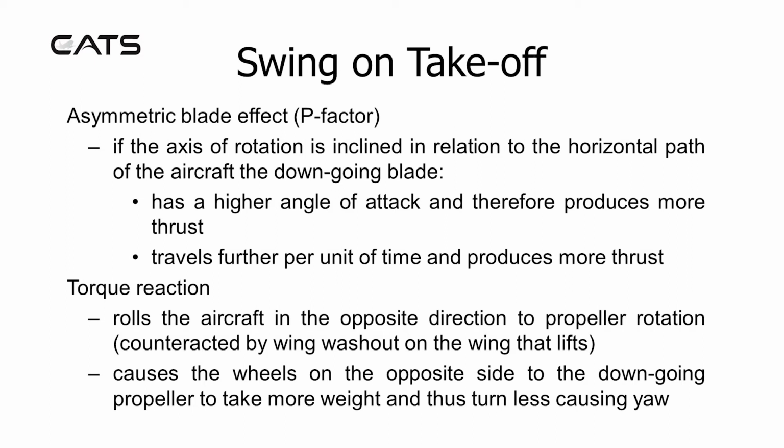Torque reaction. This rolls the aircraft in the opposite direction to propeller rotation and is counteracted by wing washout on the wing that lifts. It causes the wheels on the opposite side to the downgoing propeller to take more weight and thus turn less, causing yaw.